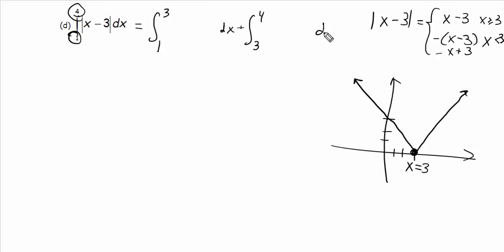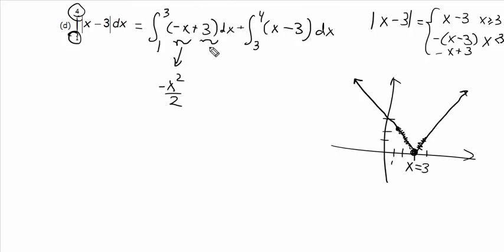Now, this first part from 1 to 3 was the part with the negative slope. So that's going to be the negative x plus 3. And from 3 to 4 was this part with the positive slope. So that's the x minus 3. And then I can find each of these individually. So what is the antiderivative of negative x plus 3? Negative x squared over 2 plus 3x. And then I'm evaluating that from 1 to 3.